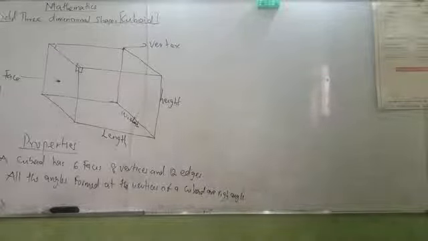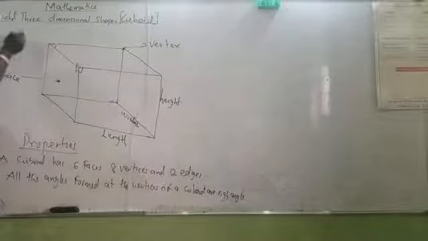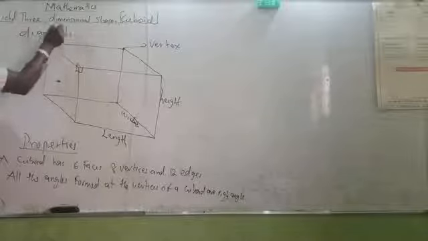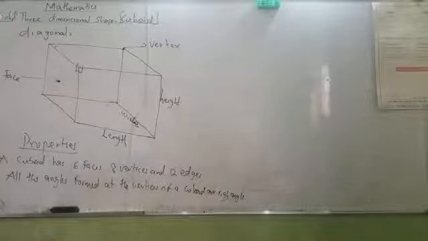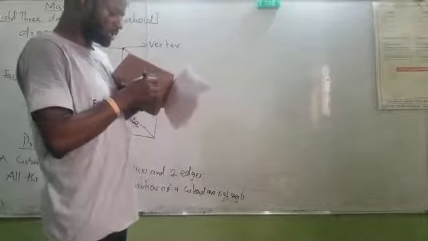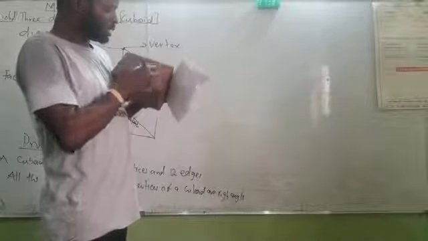Now, what is called a diagonal? Let me quickly write that diagonal down. Now, this is a diagonal. A diagonal means a line that cuts across this. This is a diagonal. Can you see?